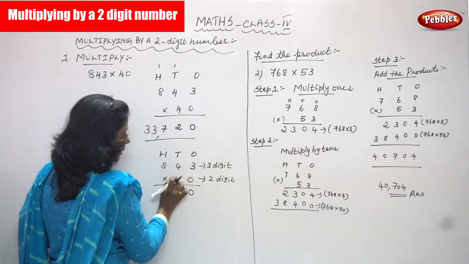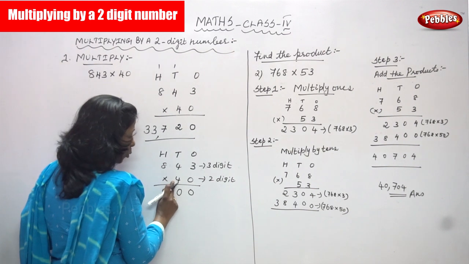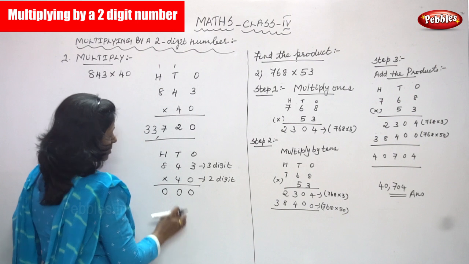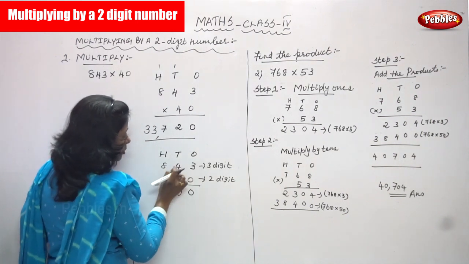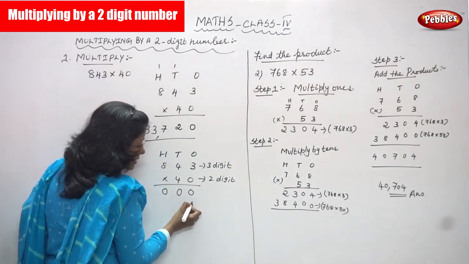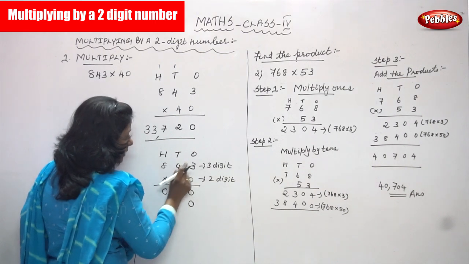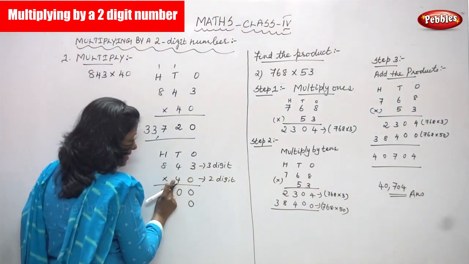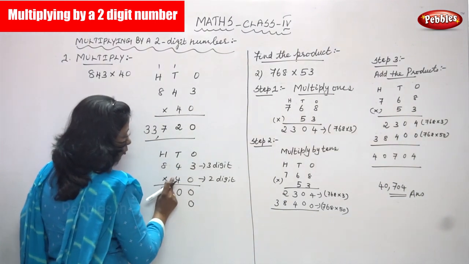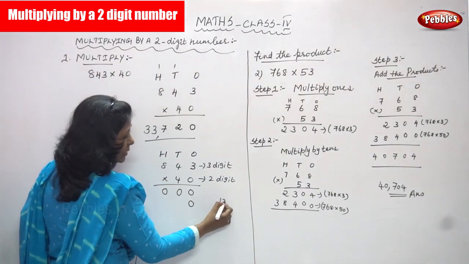Now I am going to multiply by the tens place. What is the number in the tens place? 4. I am going to multiply 843 by 4. Okay. Now, I have to put 0 in the ones place. Now I'm going to start with 4 into 3. This 4 is a tens digit value. This 3 is a ones digit value. So 4 into 3, 12.